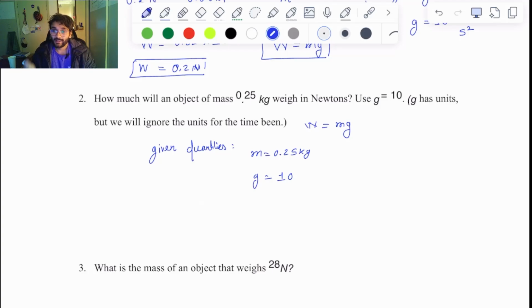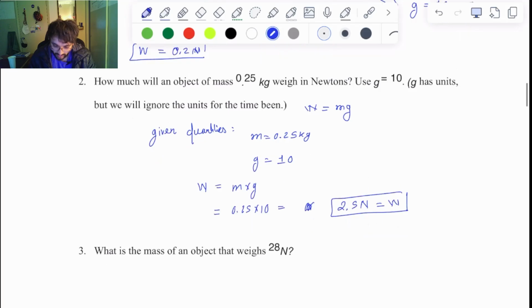Okay. So we have the given quantities as mass equals 0.25 kilograms, g equals 10. To get the weight in newtons, all you need to do is just multiply m times g, and that is 0.25 times 10, and that is equal to 2.5 newtons. That is the answer.